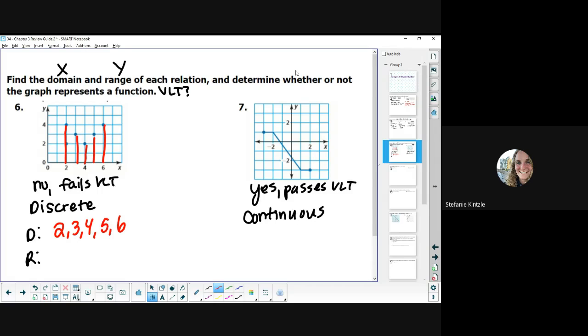I don't have to list 2 twice, because otherwise you'd be telling me the same thing twice. You'd be like, oh, 2's in your domain. Oh, 2's in your domain. But you don't have to tell me twice. Okay, so now let's look at the range. Let's look at the y values.